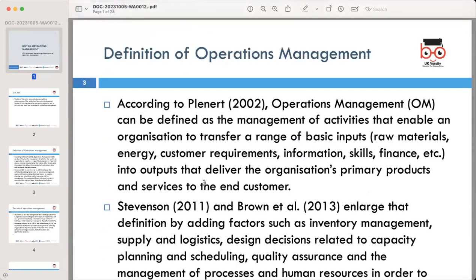Definition of operations management. Any idea, Khurram, or anyone? If anyone is there, no one is there. Hello. No, I don't have any idea.